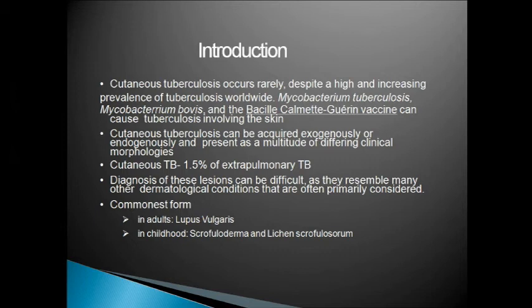Now, the most common form of cutaneous tuberculosis in adults is lupus vulgaris. We will discuss the names in detail. And in the pediatric age group, it is scrofuloderma. So these are MCQ questions.